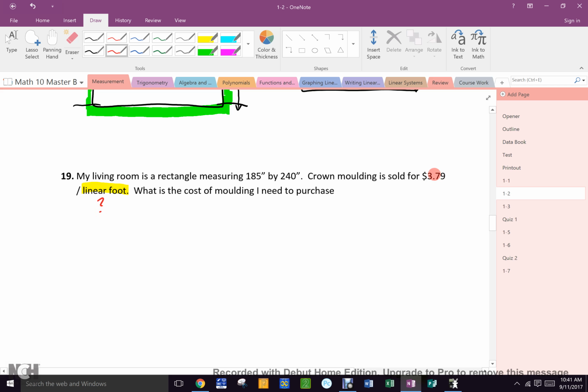Decimals are okay. That's money. We have money in decimals. What's crown molding? Who knows what crown molding is? 30 brains in here. Nobody knows what crown molding is. What is it? See? I know, exactly. You don't know, do you? It's a horrible question, right?